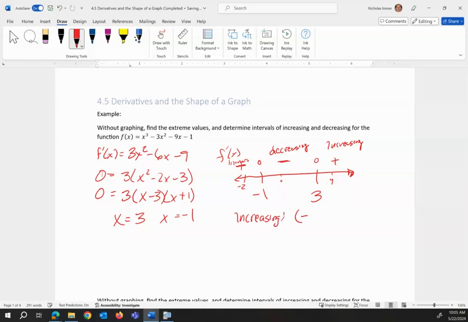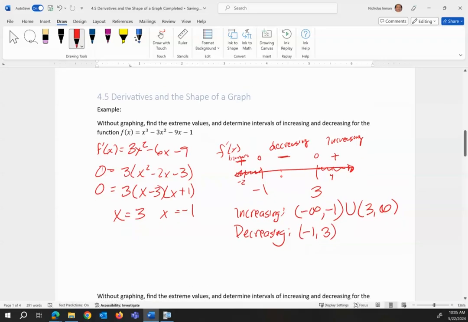Overall, we can say that we are increasing on the interval from -infinity to -1, and then from 3 to infinity. Notice we are using open intervals because at -1 and at 3, we have a slope of 0. That is not increasing or decreasing. We are decreasing from -1 to 3, and that's just that one interval.